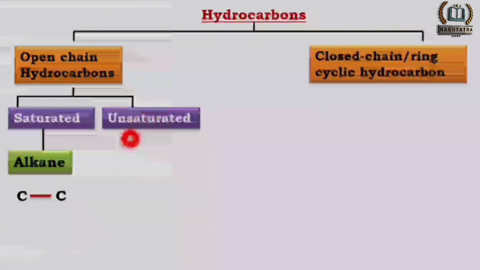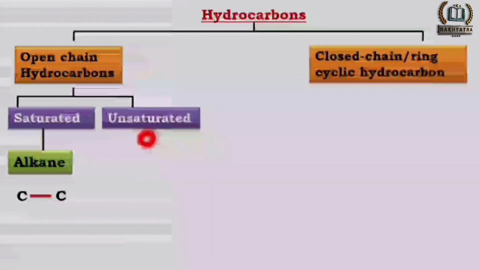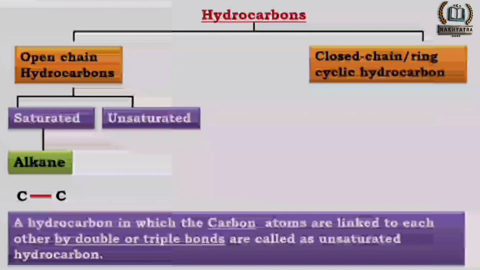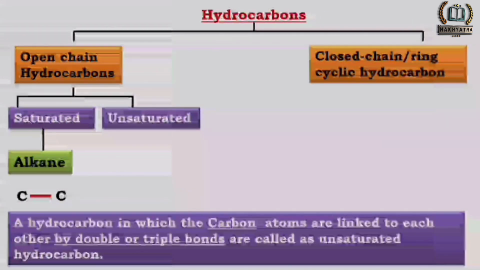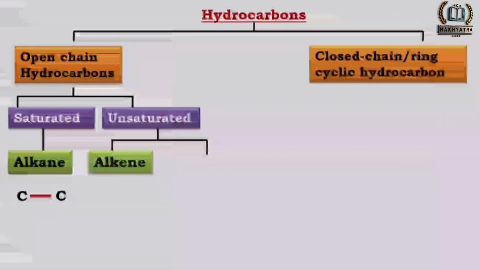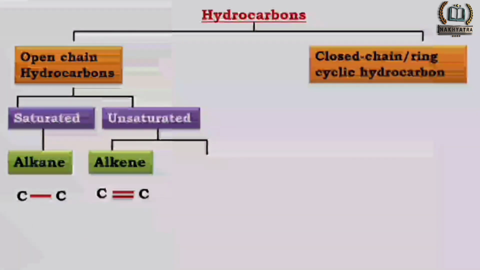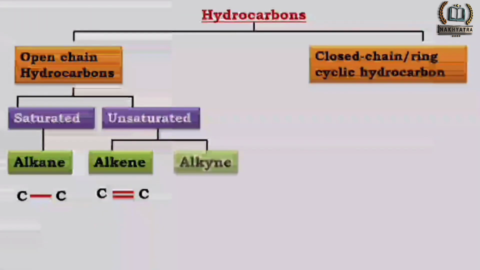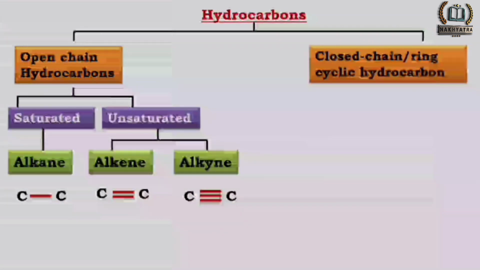The second type of open chain hydrocarbons is the unsaturated hydrocarbon. A hydrocarbon in which the carbon atoms are linked to each other by double or triple bonds is called an unsaturated hydrocarbon. Unsaturated hydrocarbons are of two types. One is the alkene, where carbons are linked with double bonds. See here, these carbon atoms are linked with double bonds. The other is alkyne, where carbon atoms are linked with triple bonds. See, these carbon atoms are linked with triple bonds.